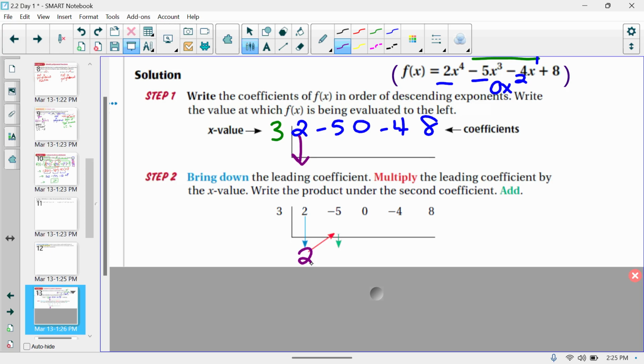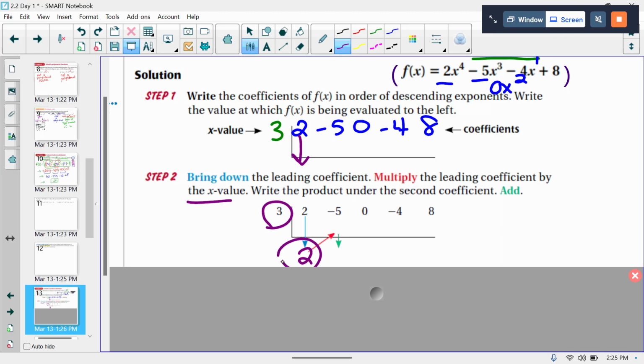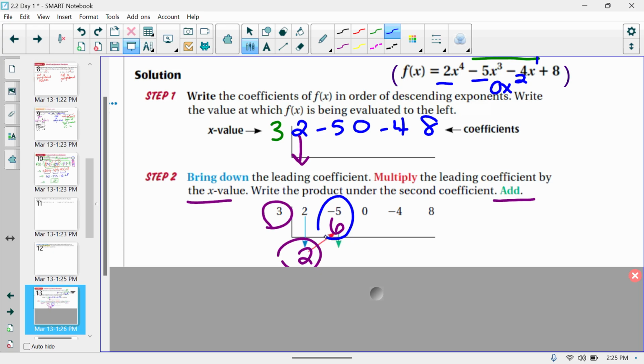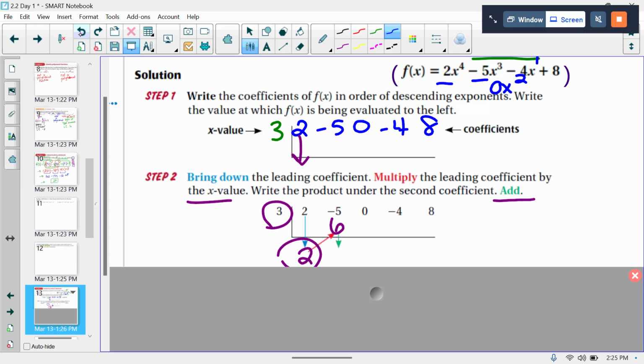Then read the directions. It says multiply that leading coefficient by the x value. So like these two things, you're going to multiply them. 3 times 2 is 6, and you're going to write it right here. Like, see how where the arrow's pointing? Okay, and then look at the directions. Next thing you're going to do is add straight down. Negative 5 plus 6 is 1.